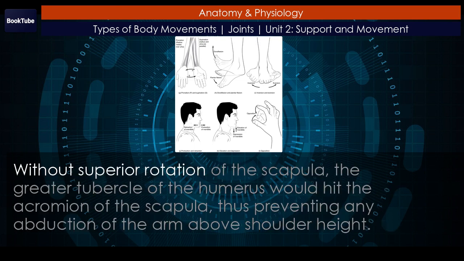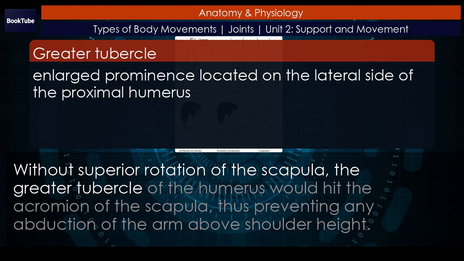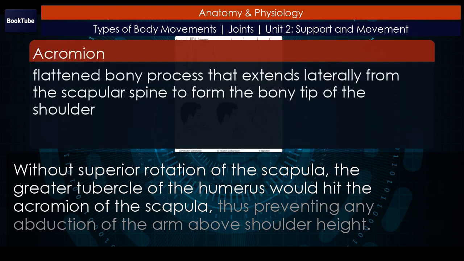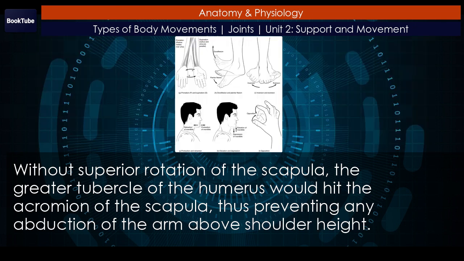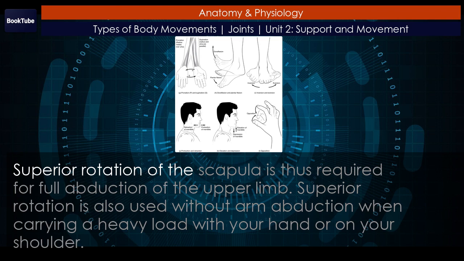Without superior rotation of the scapula, the greater tubercle of the humerus would hit the acromion of the scapula, thus preventing any abduction of the arm above shoulder height. Superior rotation of the scapula is thus required for full abduction of the upper limb.